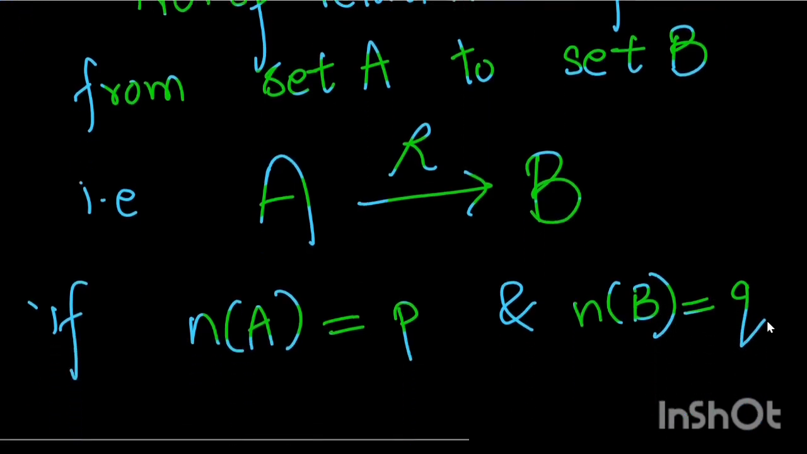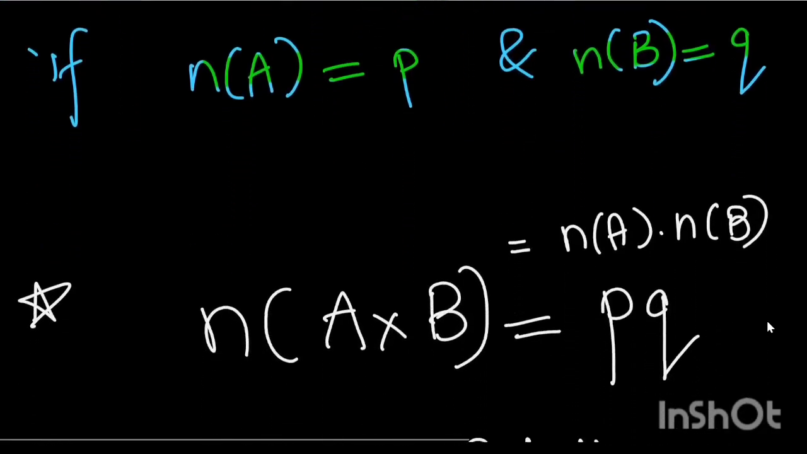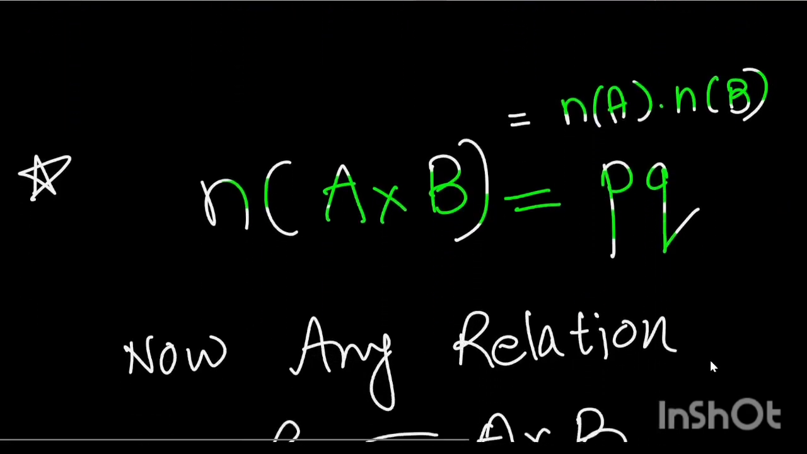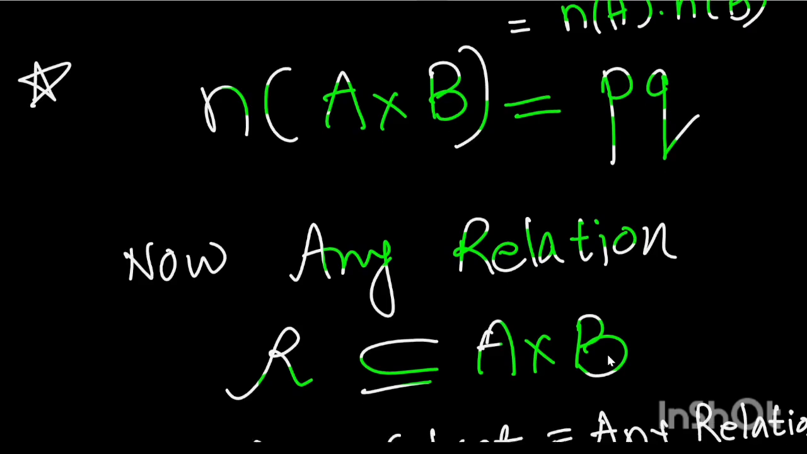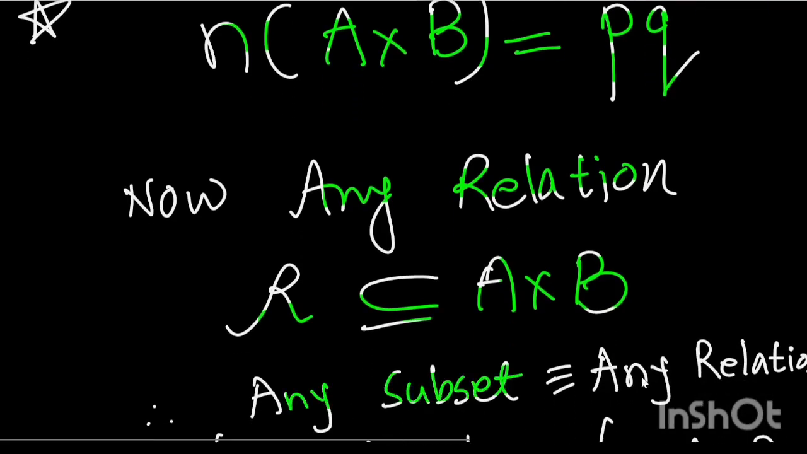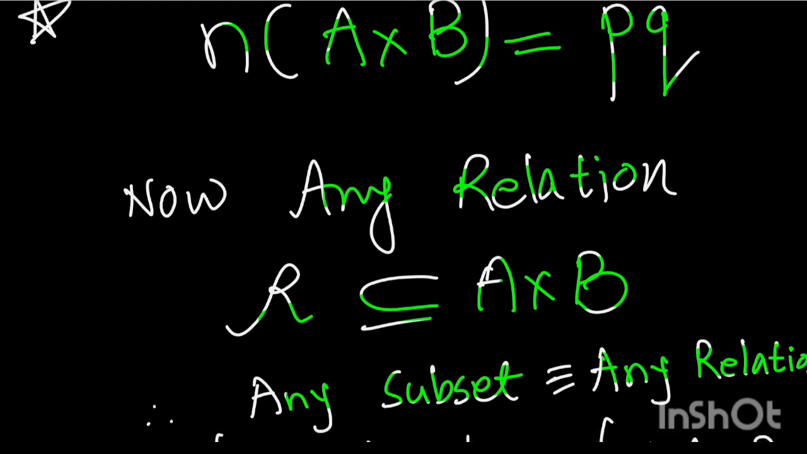So guys, first of all, we know that n(A cross B) is n(A) into n(B), which is P into Q. And we also know that any relation is a subset of A cross B. In other words, any subset is a relation. Any possible subset of A cross B is basically any relation possible from A to B.